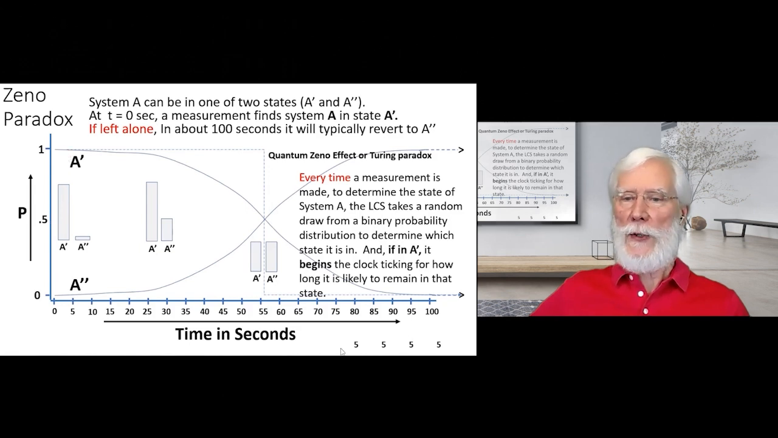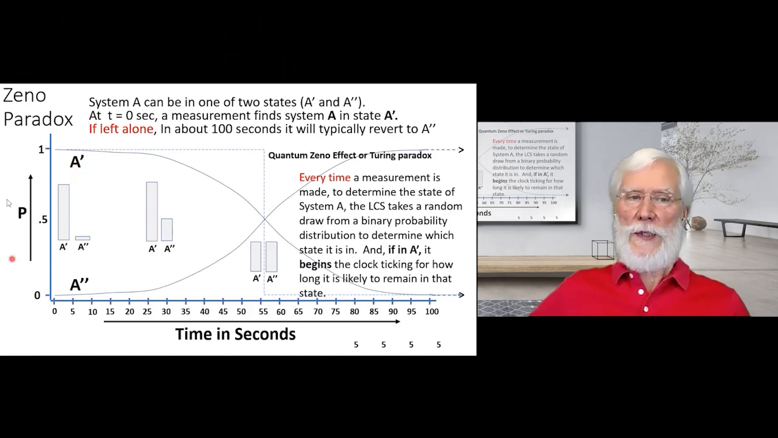And every time we measure it, it begins the clock ticking. So we reset the clock. The clock gets reset here. Every time we measure it, it says, okay, measurement, A prime. Now let's start the clock, because that's how the code's written. If in A prime, then start the clock.